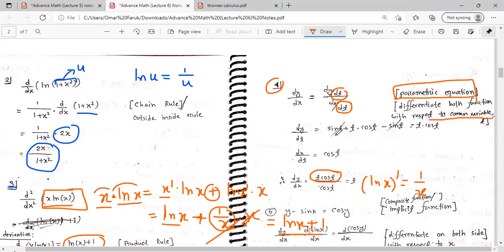So dy by dt. What is our y? This is our y, t cos t, right? So we just implement the chain rule here: sin t plus t into cos t, into cos t by dt.